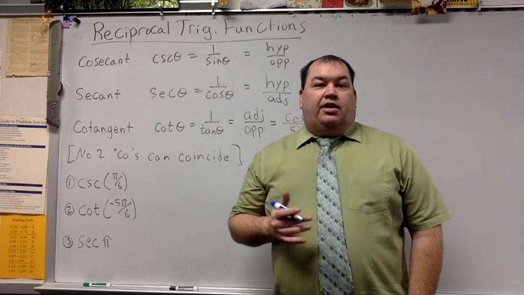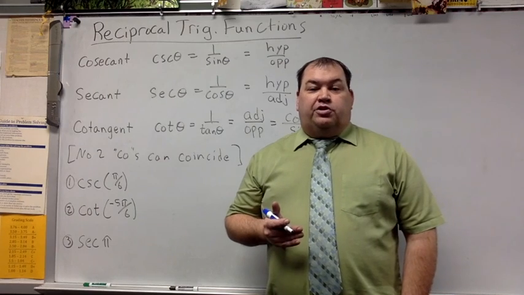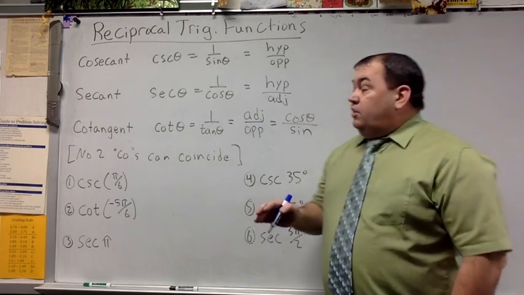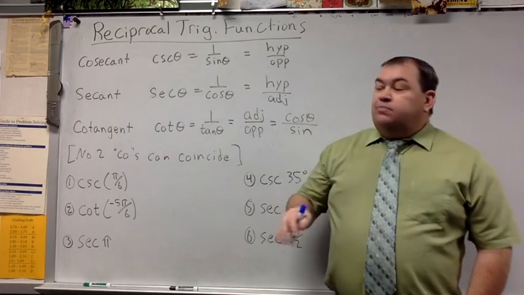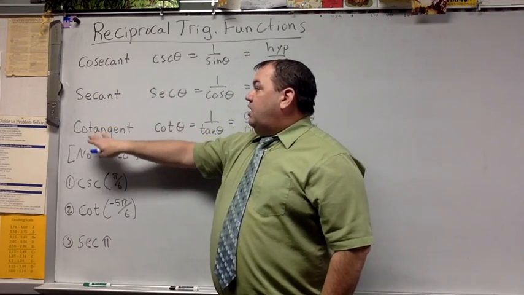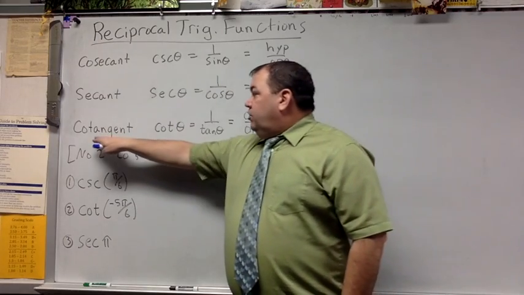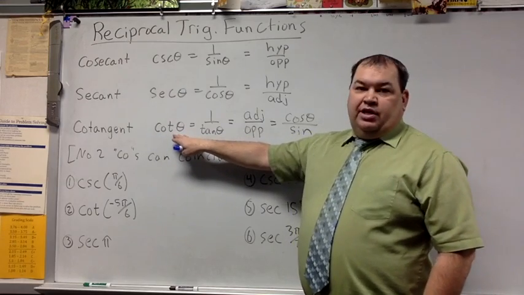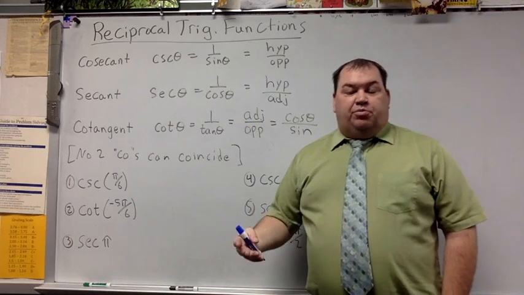So now that we've got a handle on our sine, cosine, and tangent trigonometric functions, let's take a look at the last three. Now the last three trigonometric functions are reciprocal trig functions. The first one is called cosecant, then we have secant, and then we have cotangent. I'm going to work backwards. You'll notice that cotangent, shortened up to COT of some angle, is just tangent flipped over, or the reciprocal.